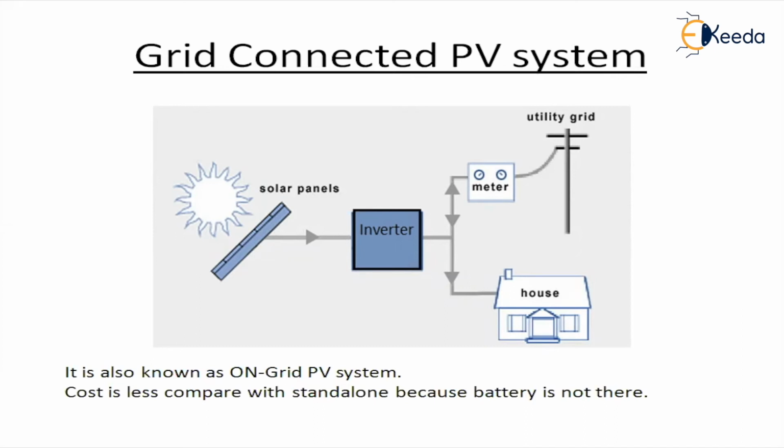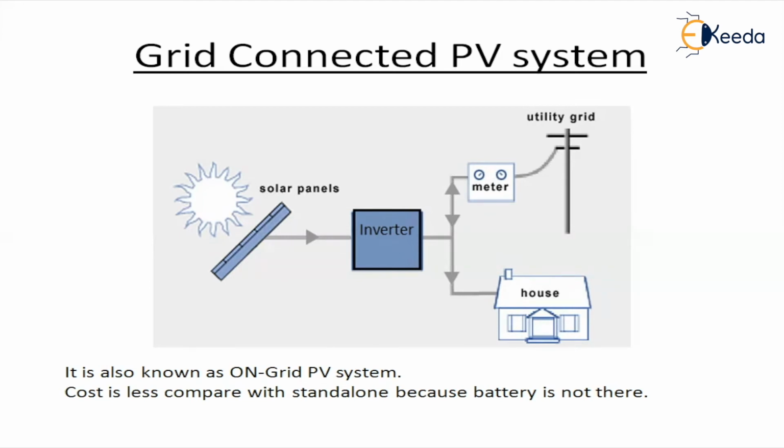So if there is extra energy, the simple thing is that a 5 kilowatt panel is generating 5 kilowatt only. Your local load at home is only 3 kilowatt, so the rest left is 2 kilowatt. Where will you give it? You are giving it to the grid, because this system is connected to the grid. So you are getting money by selling the energy from the solar.